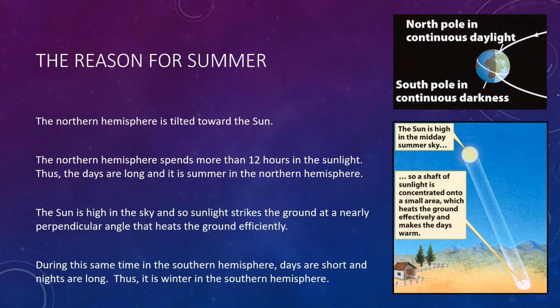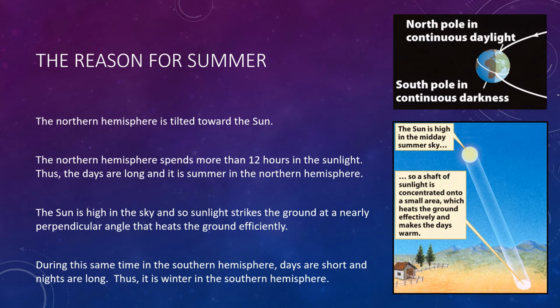The northern hemisphere is tilted toward the Sun in the summer. For our summer, it's winter in the southern hemisphere at the same time. The northern hemisphere spends more than 12 hours in the sunlight. Thus, the days are long, and it's summer in the northern hemisphere. The Sun is high in the sky, and so sunlight is striking the ground at nearly perpendicular angles, which heats the ground efficiently. During this same time, in the southern hemisphere, days are short and nights are long. Thus, it is winter in the southern hemisphere.